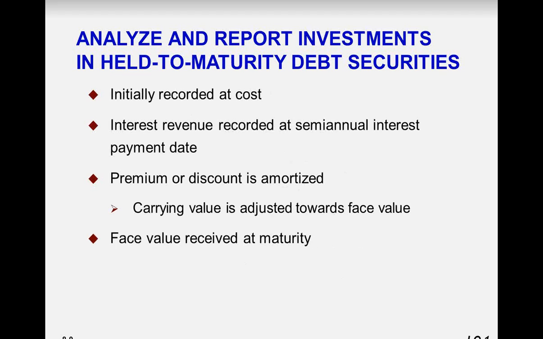When I'm reporting investments in held-to-maturity debt securities, I want to initially record that investment at cost. So if I paid more than face value, I'm going to still record it at more than face value. If I paid less, I would record it at less. So that would be my premium or discount. The interest revenue would be recorded at the semi-annual interest payment date.